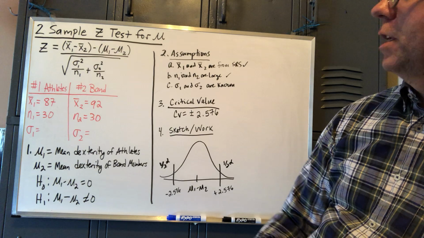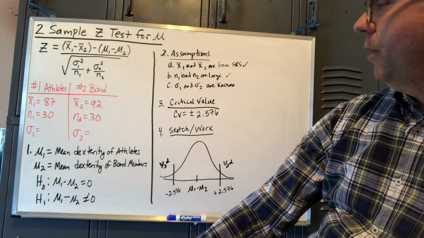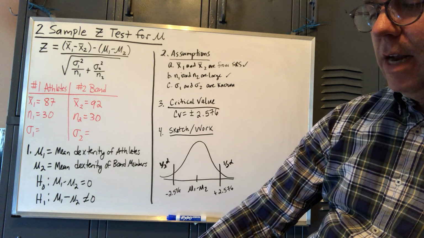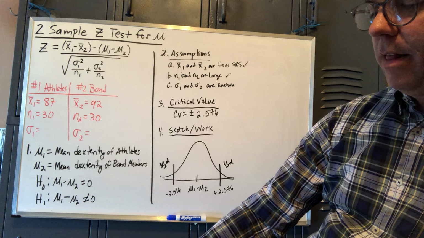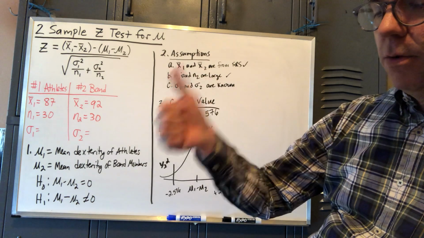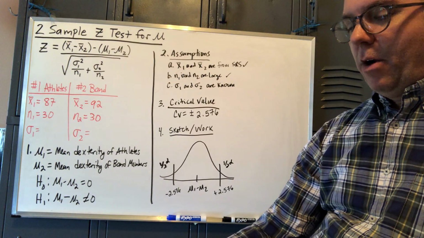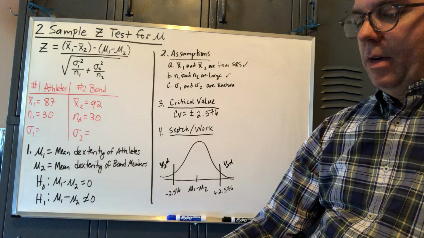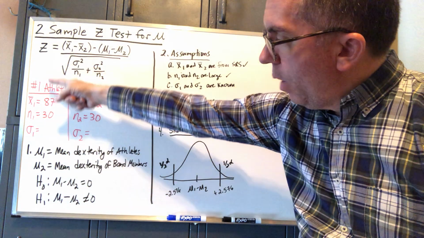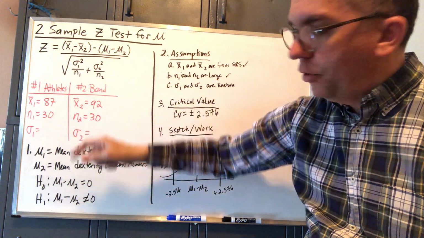So let's take a look at this first problem from the handout that I made, and we're going to walk through it, and hopefully you get a good understanding. A researcher wishes to see if there is a difference in the manual dexterity of athletes and that of band members. Two random samples of 30, which is a good number, are selected from each group and are given a manual dexterity test. The mean of the athletes' test was 87. So I set up one group. Athletes will be population 1. Band members will be population 2.